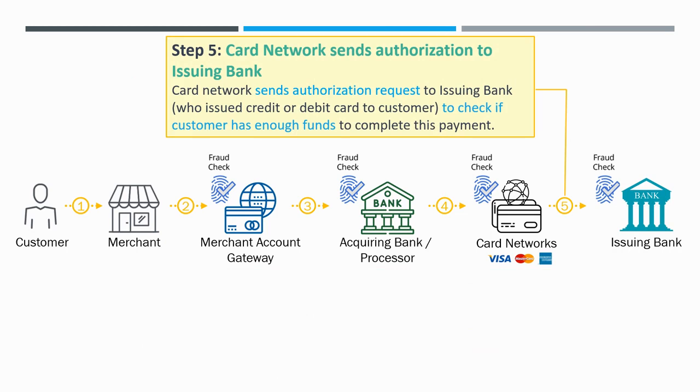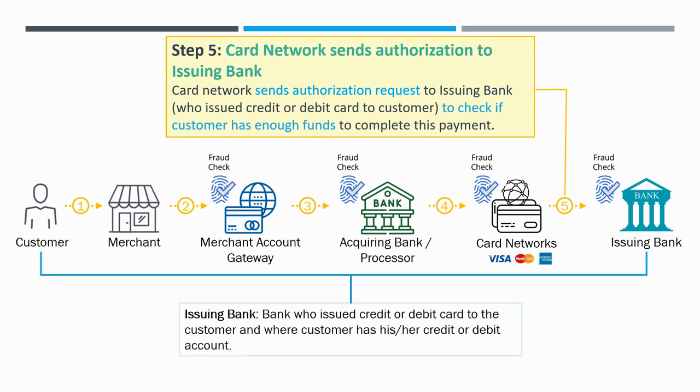After the payment networks such as Visa or MasterCard have verified the payment information, they send an authorization request to the issuing bank. The purpose of the authorization request is to verify whether the customer has sufficient funds to complete the payment. The issuing bank reviews the request and either approves or declines the payment based on the available balance in the customer's account. The issuing bank is a bank that provided the customer with a credit or debit card and where the customer has a credit or debit card account.